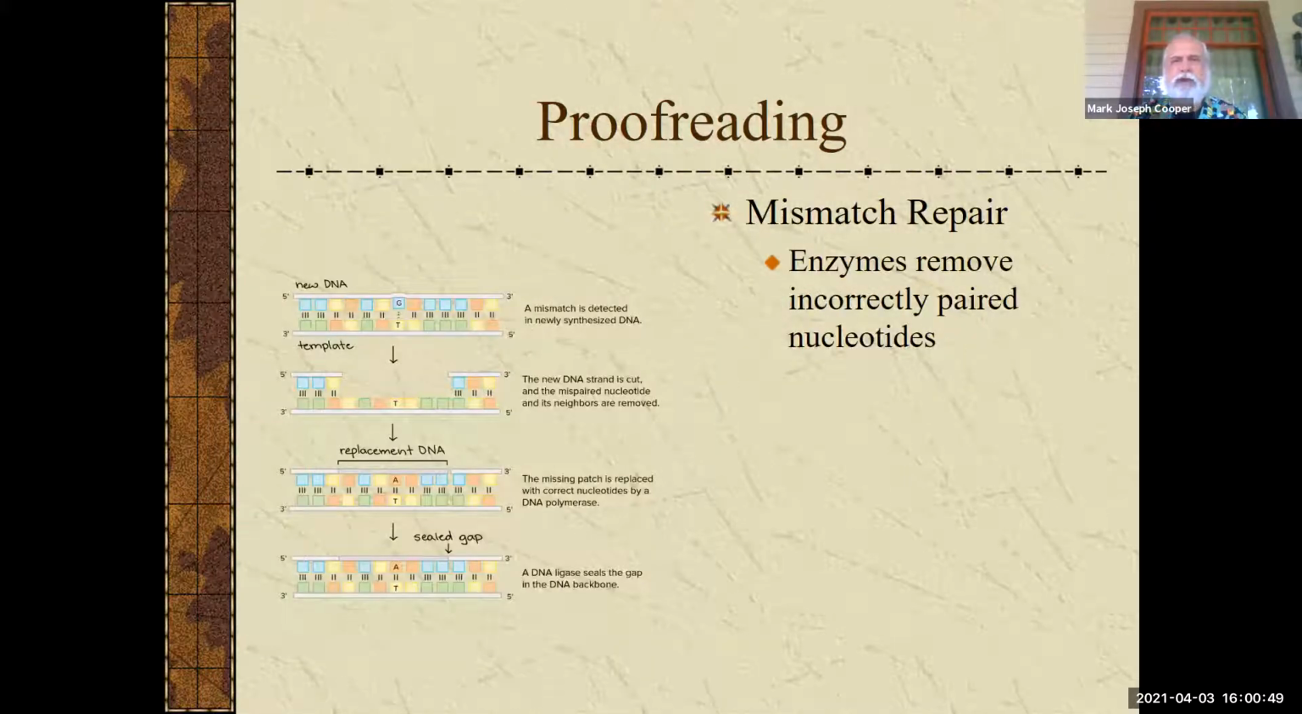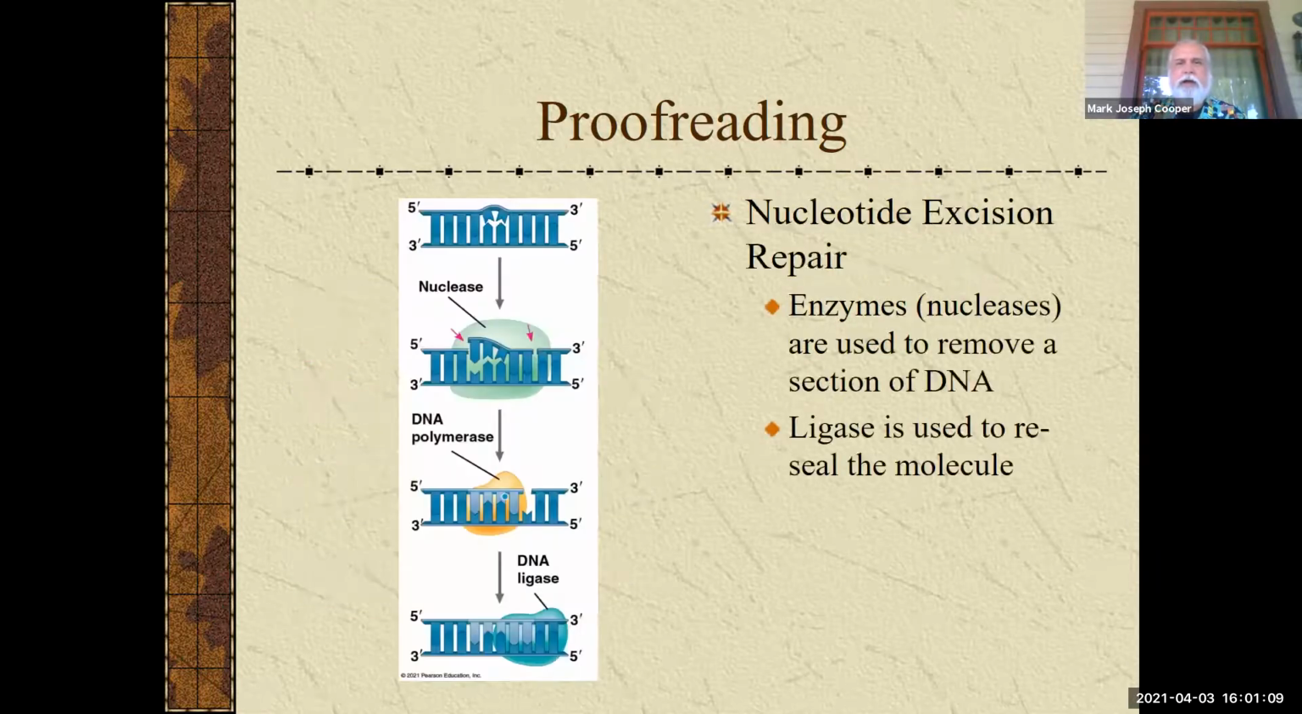There are different types of proofreading. One is called mismatch repair. That's when the enzymes go in and replace an incorrectly paired nucleotide. Typically they're not sitting correctly, and so it will be taken out and replaced.